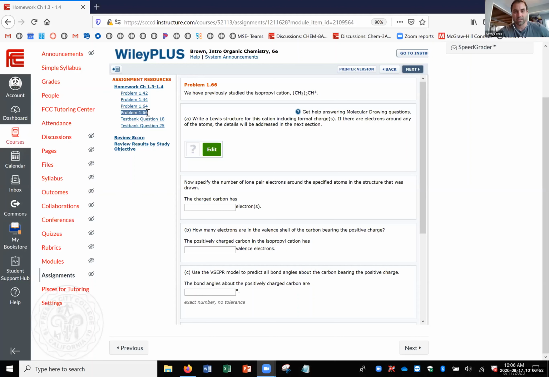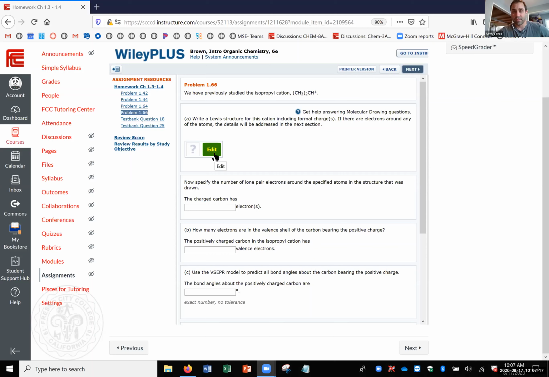So let's look at the homework. All right, so this problem was the last regular problem, and there are a couple more. So problem 1.66 in the homework that was due on Saturday. And the question says, write a Lewis structure for this cation, the isopropyl cation up here, including formal charge. If there are any electrons around any of the atoms, the details will be addressed in the next section.